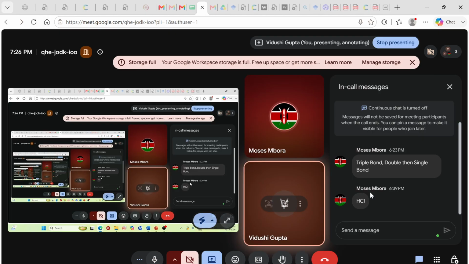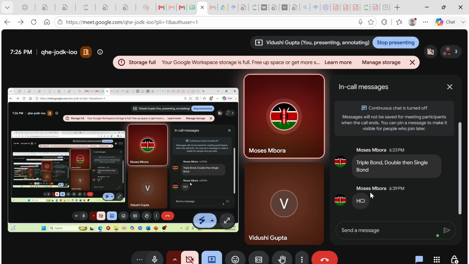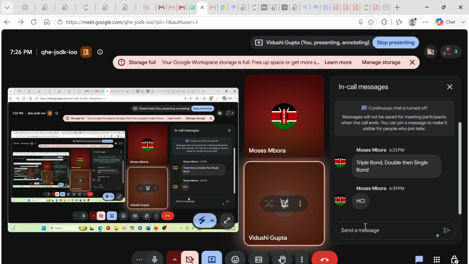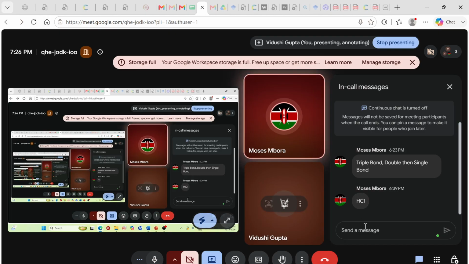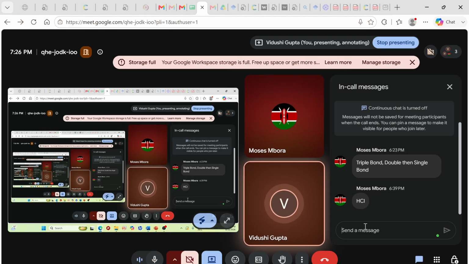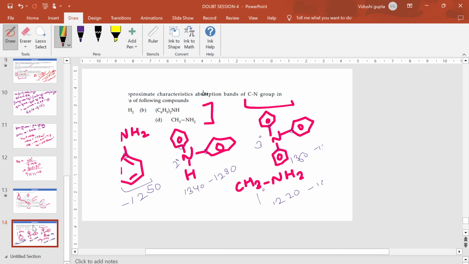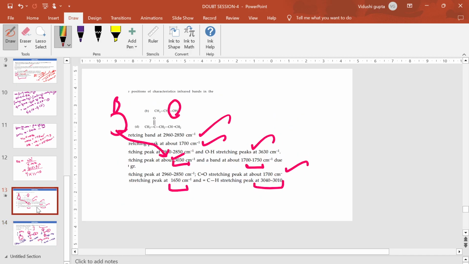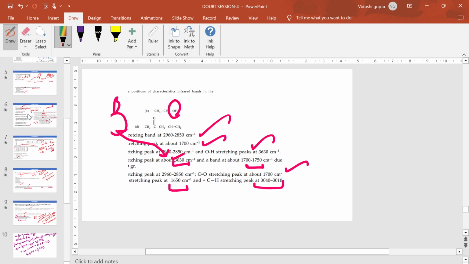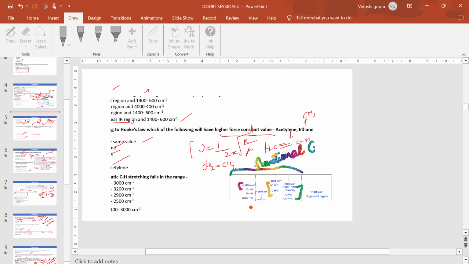My question is, is one expected to know the characteristic absorption bands of different bonds, or are they available in data books? They are available in the data books as well. Also, maybe in the next class, I will share the chart with you. Well, you can take a screenshot of this also.